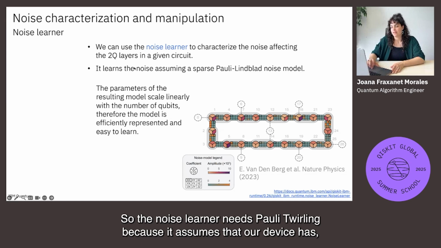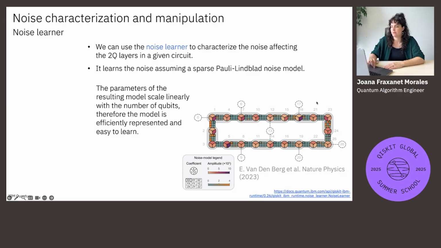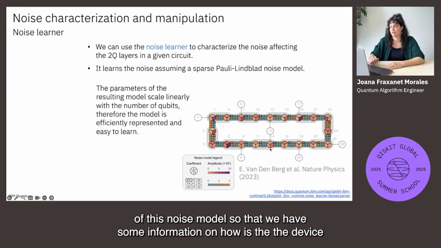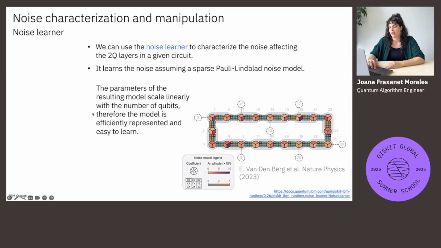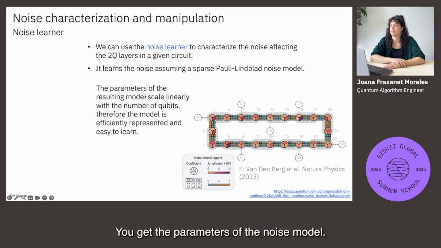So the noise learner needs Pauli twirling because it assumes that our device has a noise that follows a Pauli-Lindblad noise model. And the whole goal of it is to try to learn the parameters of this noise model so that we have some information on how the device that we're using to run our workloads behaves. When you run the noise learner, you get the parameters of the noise model.